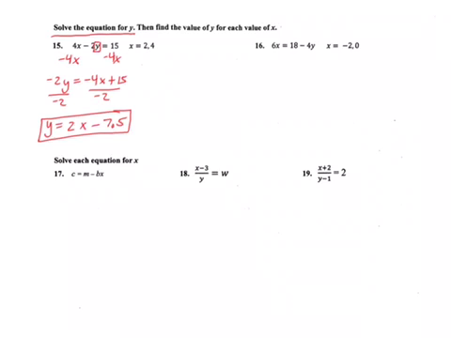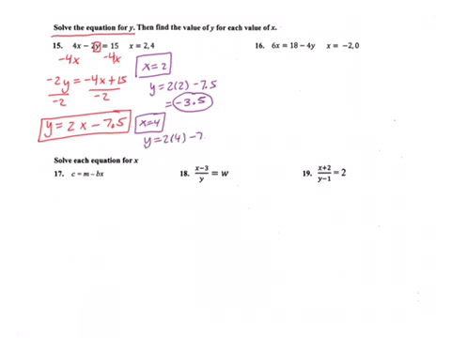Now all they want me to do next is to evaluate for 2 and 4. So that means I'm going to plug in x equals 2 and then see what happens with my y value. So y equals 2 times 2 minus 7.5. Well, 2 times 2 is 4. 4 minus 7.5 is a negative 3.5. There's 1. Then I'll do the same thing with 4. So x equals 4 here. I'll get y equals 2 times 4 minus 7.5. 2 times 4 is 8. 8 minus 7.5 gives us a positive 0.5. So those are our two answers.